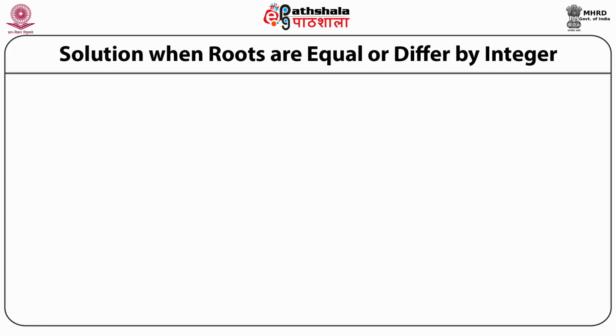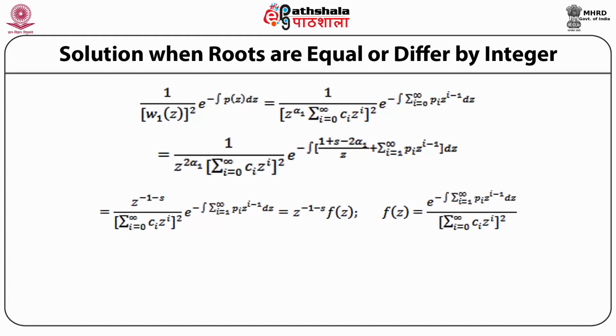Thus, we obtain 1 by square root of w1 of z into e raised to power minus integral of p z dz is equal to 1 by square root of the term within the brackets z raised to power alpha 1 into summation i going from 0 to infinity c i into z raised to power i brackets close into e raised to power minus integral of summation i going from 0 to infinity p i z raised to power i minus 1 dz.